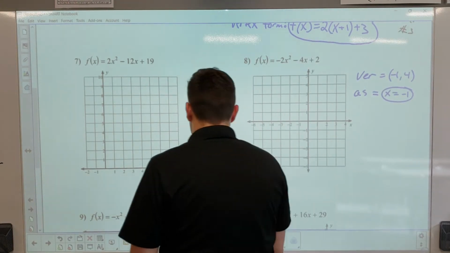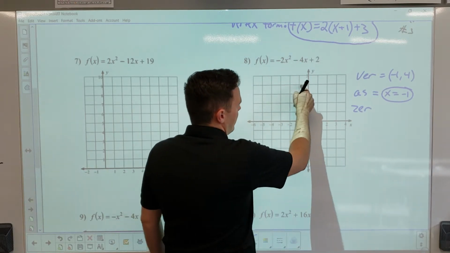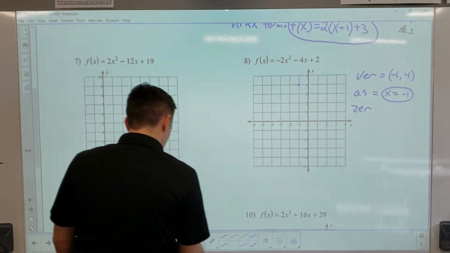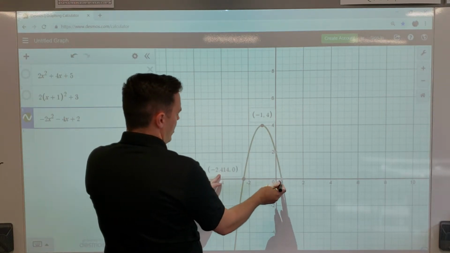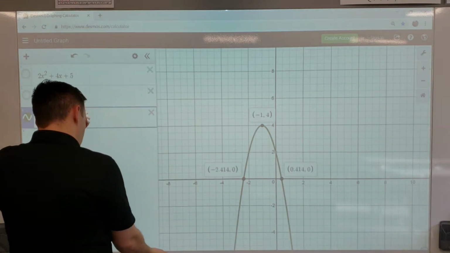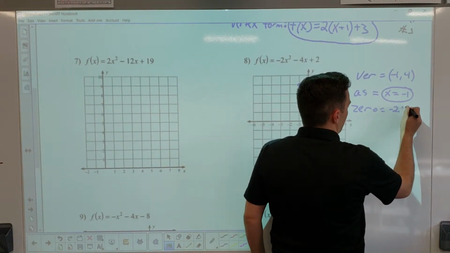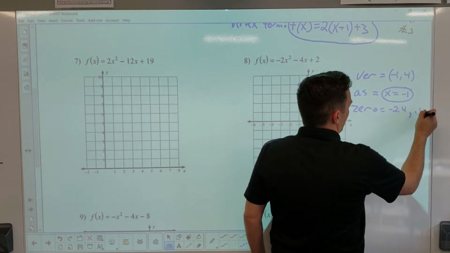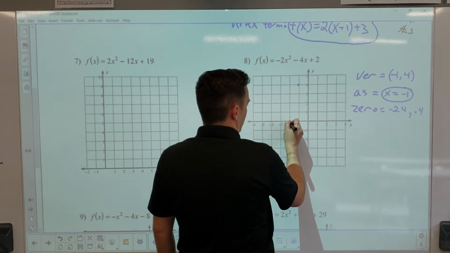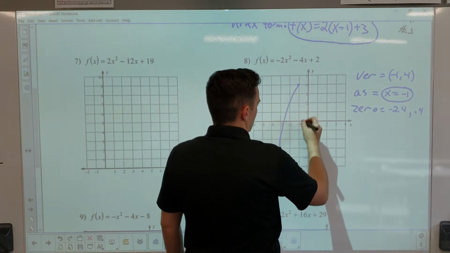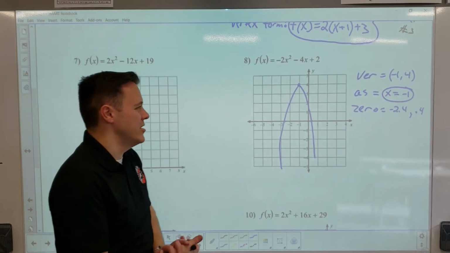And then what are the zeros? The zeros in this one. So I'm at -1, 4 up right here. My zeros on this one are going to be -2.4 and 0.4. So let me go in here. Zeros are -2.4 and 0.4. And if I know 0.4 is right about here, and I know -2.4 is right about there, so I missed it. I didn't even miss that. All right, so something like that. Nah, I'm not an artist.